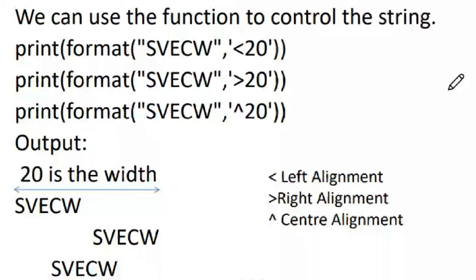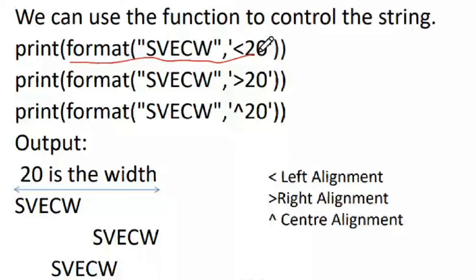The other functionality of the format method is to control the string. For example, this is how the method looks. The same method is used for different purposes. The syntax of the format method is like this. It takes 2 arguments. The first argument is the string itself, and the second argument has certain characters, like the less than, greater than, and this cap symbol.